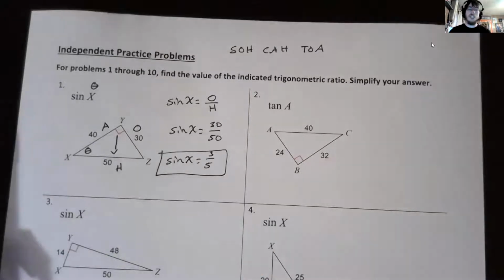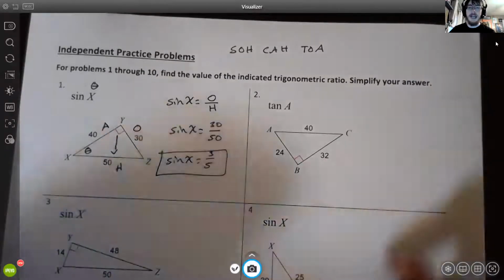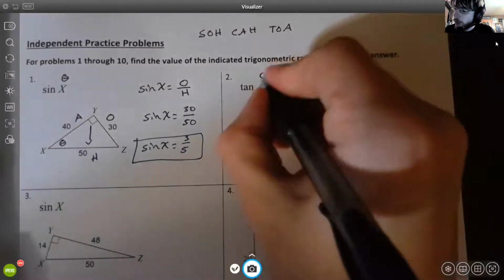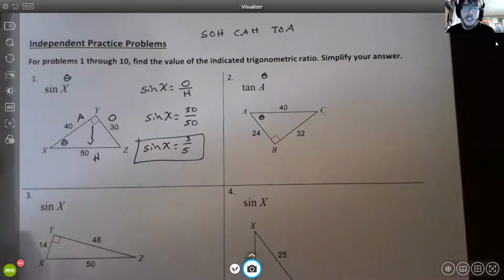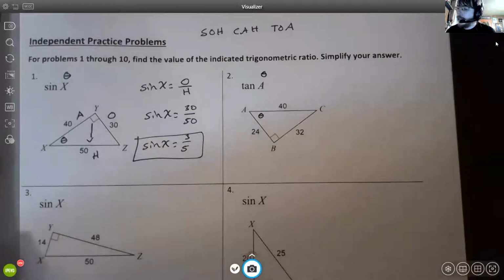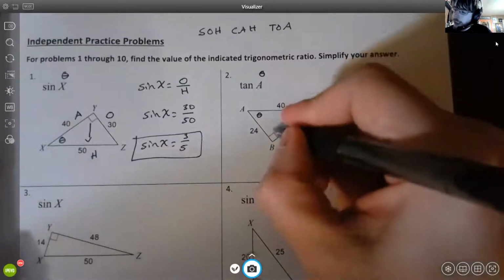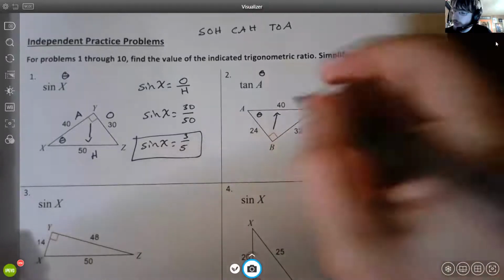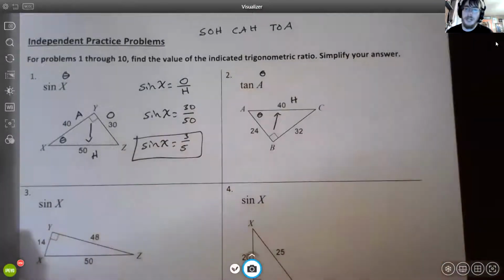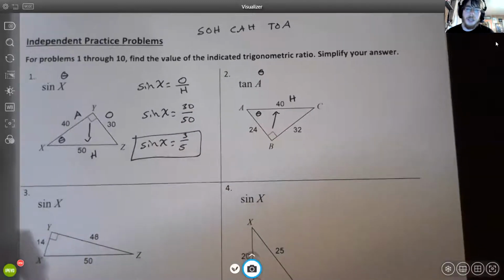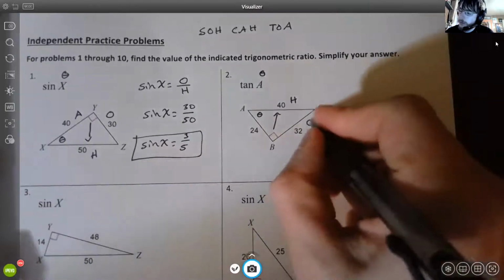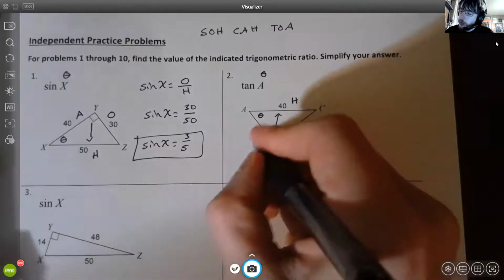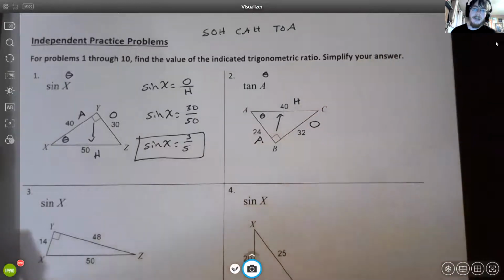All right, next up, number 2, we want tangent of A. So A is going to be our theta. We're going to look for our hypotenuse. It's opposite of the right angle. It's our largest side, which in this case would be 40, so we put an H there. Our opposite side from theta is the one that does not touch theta. And of the 2 remaining sides, that would be 32. That leaves 24 to be our adjacent side.